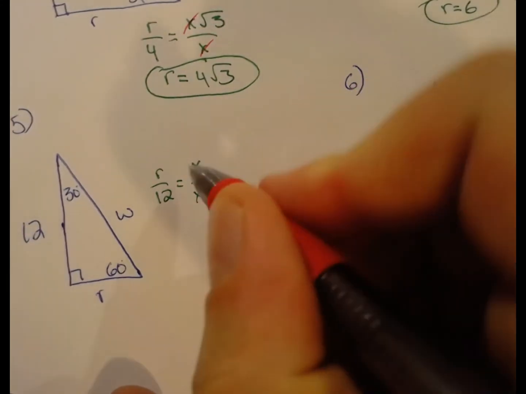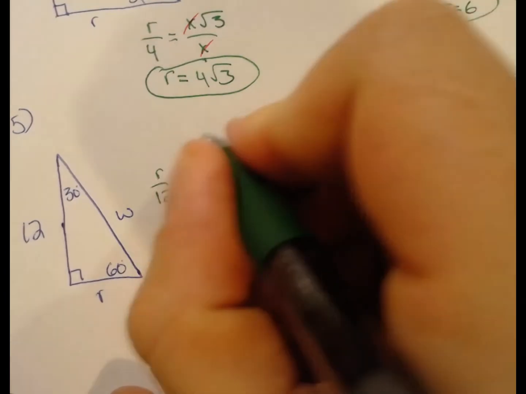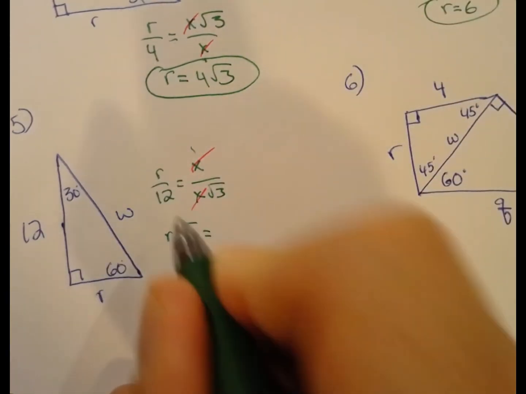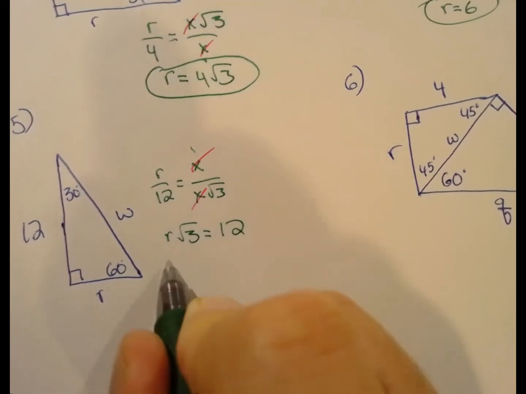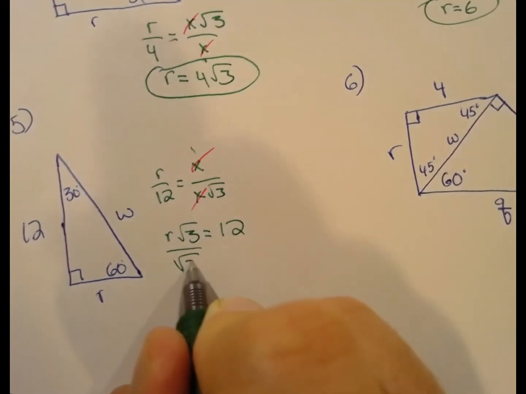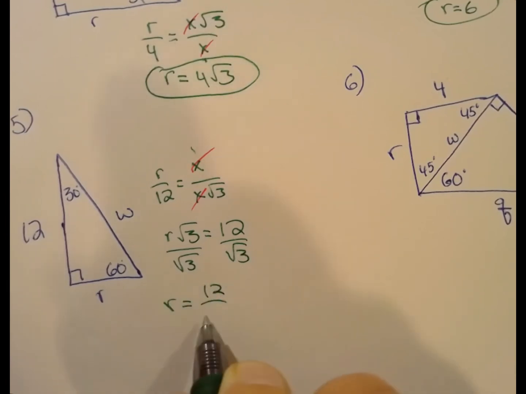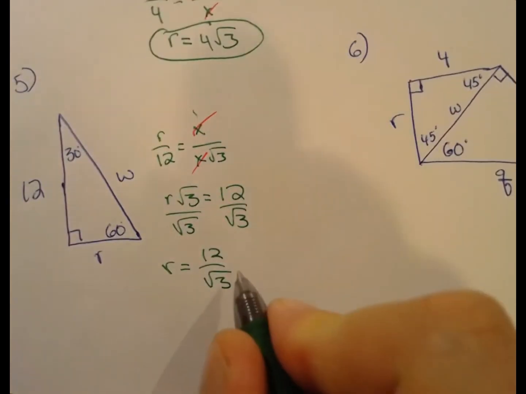X's factor, 1 left over. R times root 3 equals 12 times 1. And now, to get r by itself, we'll divide both sides by root 3. And now we have a little bit more simplifying to do, because I got a radical in the denominator.